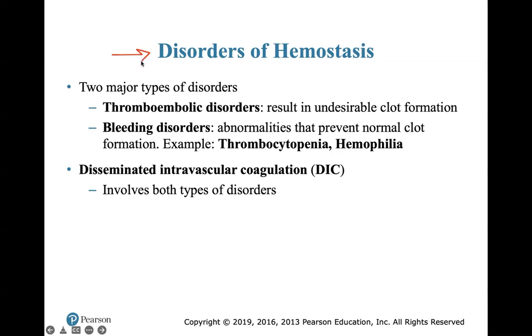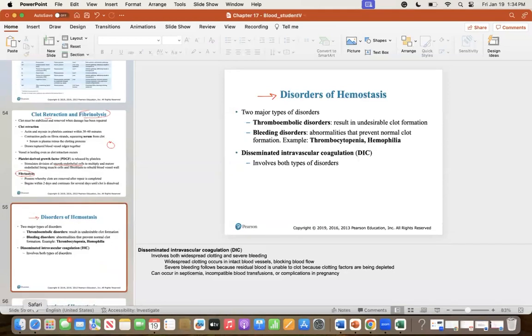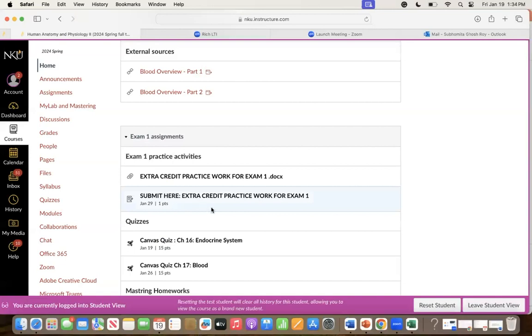I also created an extra credit assignment from these two chapters, which will give you one extra credit in your exam 1, because exam 1 is not very far away. This is under the exam 1 assignment, exam 1 practice activity. So here is the document. There are a couple of small questions from chapters 16 and 17. This is due January 29. Whenever you are done, you can upload it from here. You can get started on this right after this lecture.